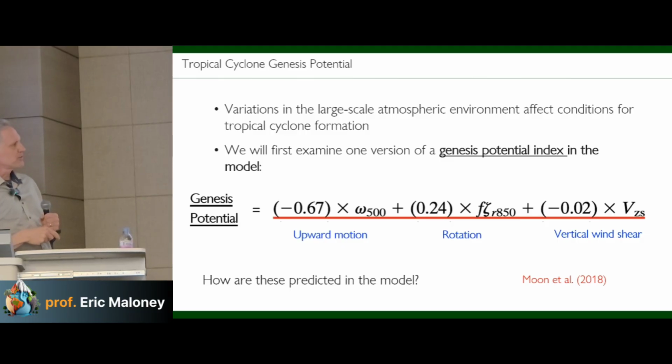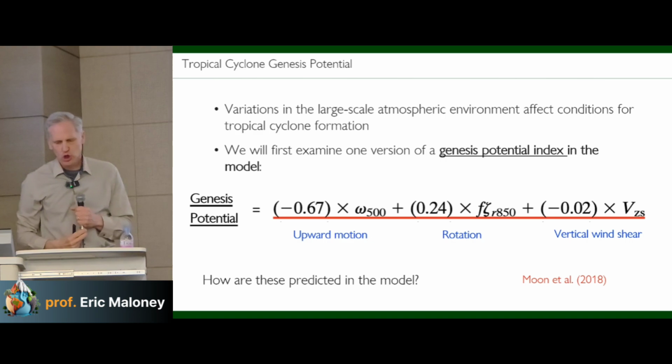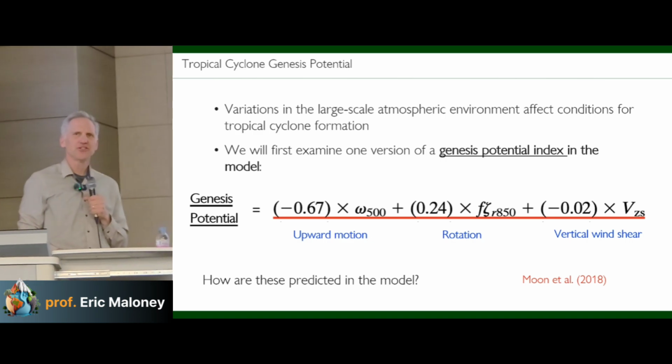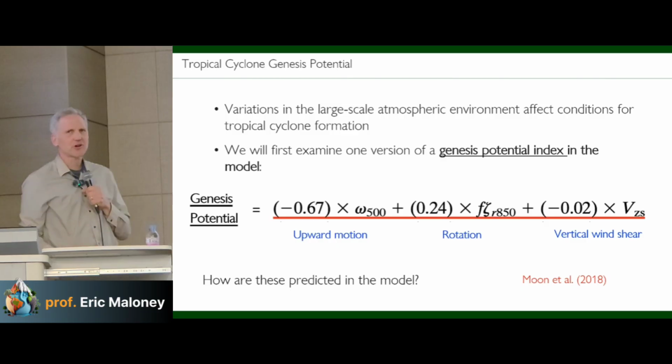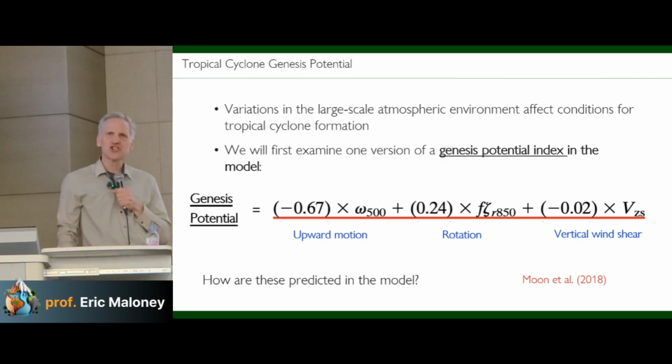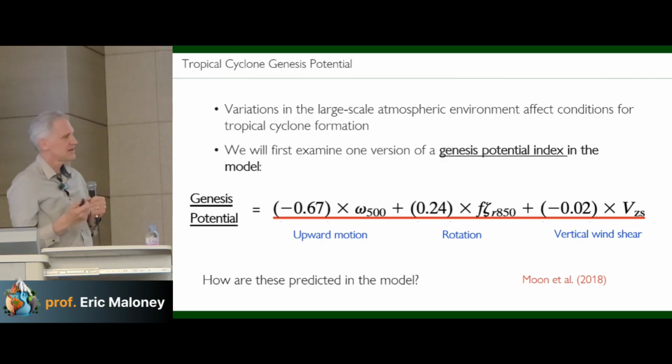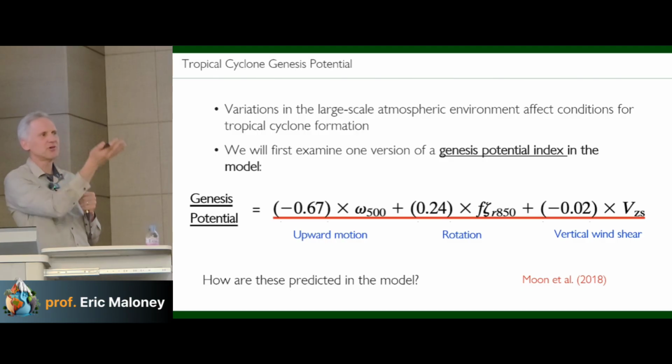So people, for the purposes of looking at tropical cyclone conditions in models, have come up with these so-called tropical cyclone genesis potential indices that talk about how favorable the large-scale environment is for producing tropical cyclones. This is one particular version of this that was generated by Moon et al. 2018. That includes 3 factors here. I'll show another one later.